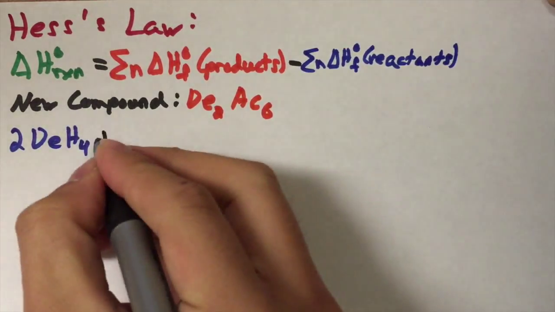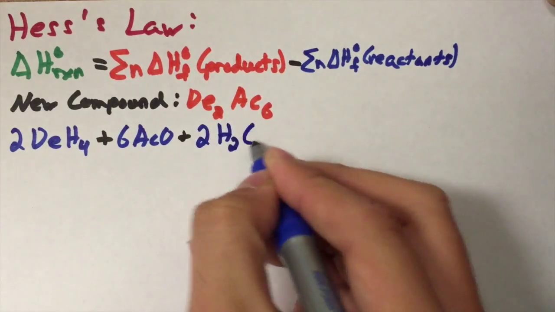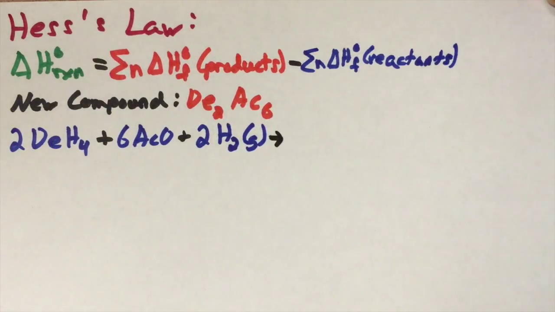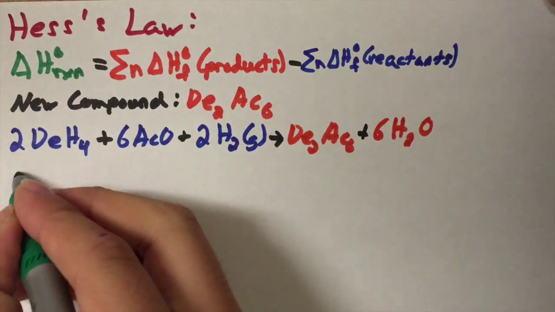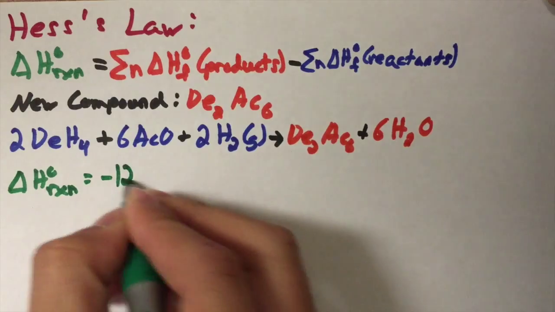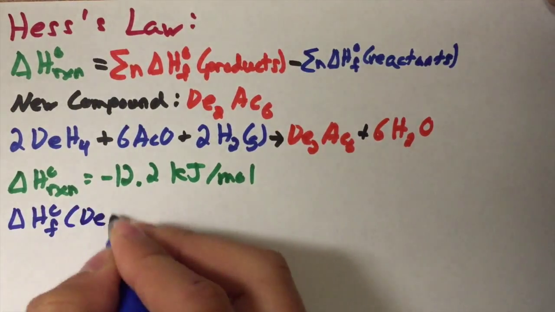We will use Hess's law to determine the change in enthalpy of De2AC6. Hess's law states that regardless of the multiple stages or steps of a reaction, the total enthalpy change for the reaction is the sum of all changes, where final delta HF minus initial delta HF equals delta H.